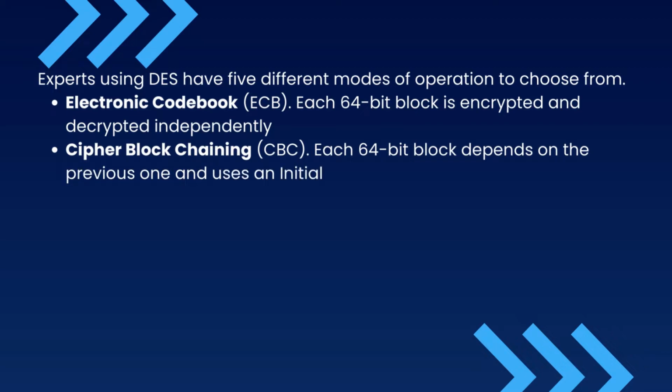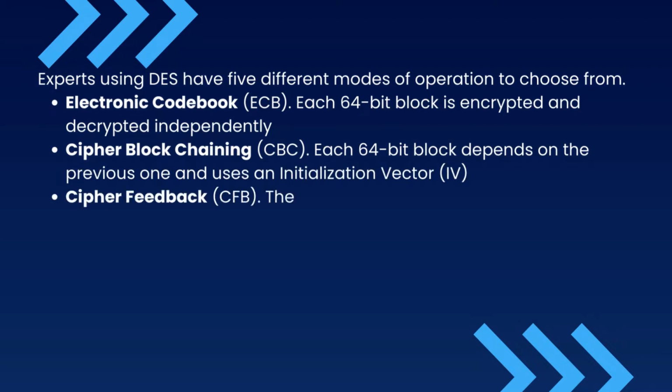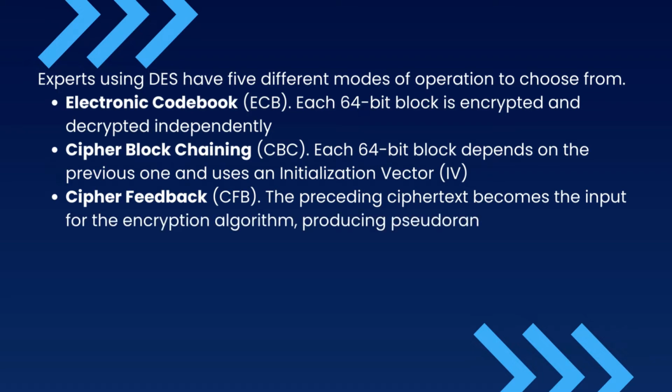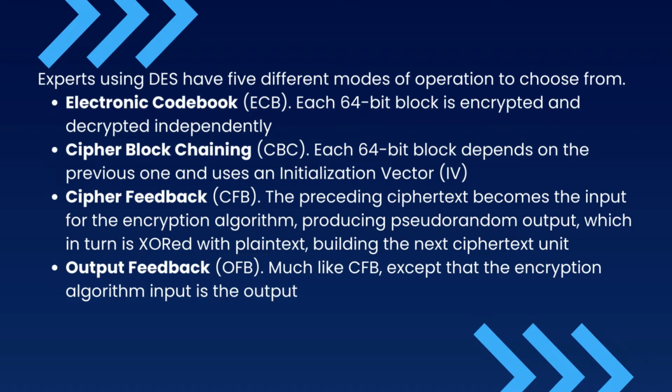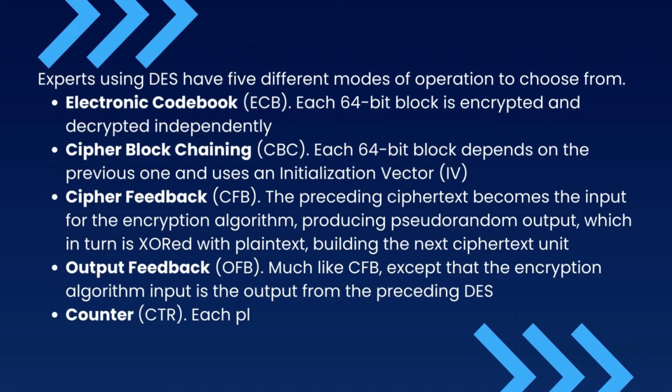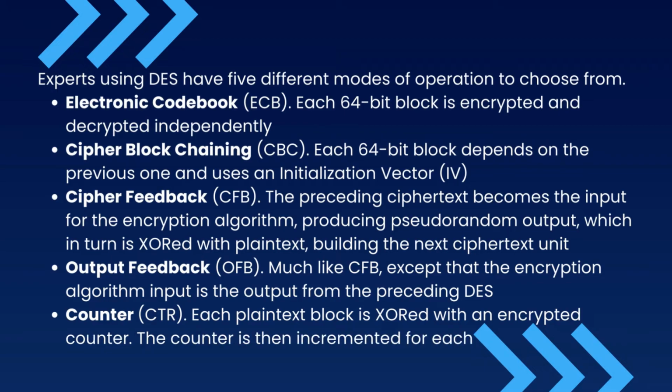Cipher Block Chaining, CBC. Each 64-bit block depends on the previous one and uses an initialization vector. Output Feedback, OFB. Much like CFB, except that the encryption algorithm input is the output from the preceding DES. Counter, CTR. Each plaintext block is XOR-ed with an encrypted counter. The counter is then incremented for each subsequent block.